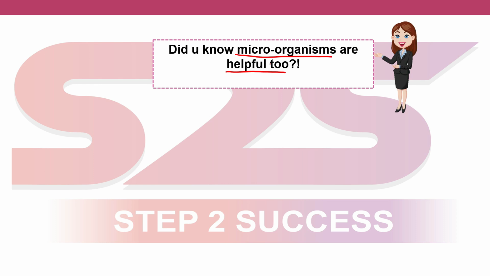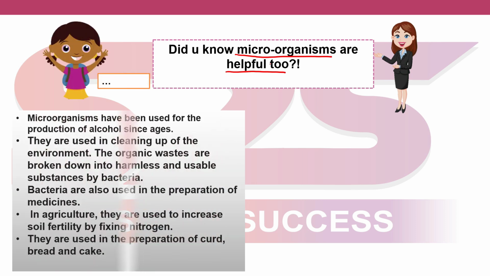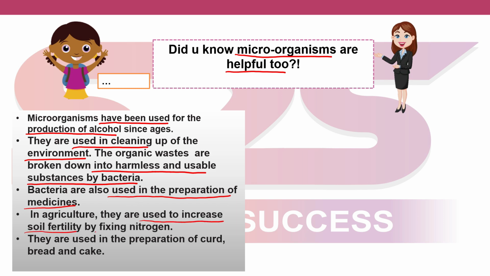Microorganisms are helpful too. So the girl is confused. So basically, microorganisms have been used for the production of alcohol since ages. They are used in cleaning up of the environment. The organic wastes are broken down into harmless and usable substances by bacteria. Bacteria are also used in the preparation of medicines. In agriculture, they are used to increase soil fertility by fixing nitrogen. They are used in the preparation of curd, bread, and cake. Don't get confused, we will be reading about them in detail.